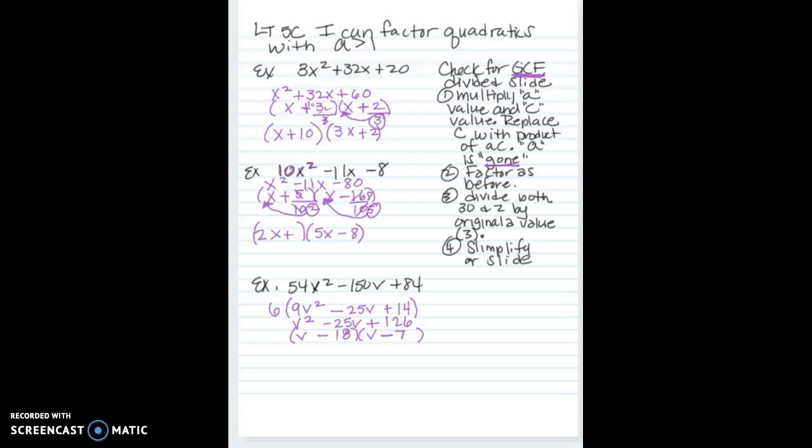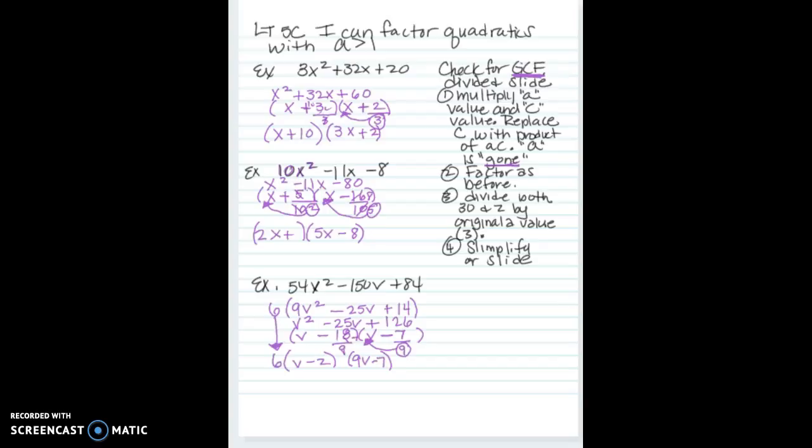Because I multiplied, I have to divide both of these by 9. Divide by 9. 18 divided by 9 is 2. So that one is good. It stays as v minus 2. But I do have to slide in the other one because 7 cannot be easily or evenly divided by 9. And that gives me a second factor of 9v minus 7. Now remembering that we did factor a 6 out at the beginning as our greatest common factor, that needs to come down to the front. And now we are factored.